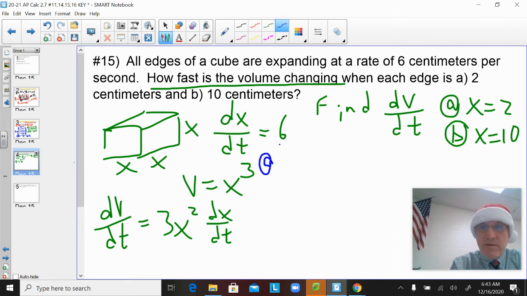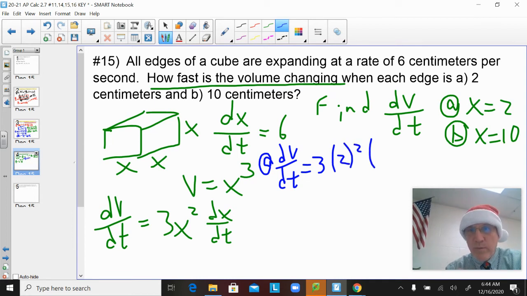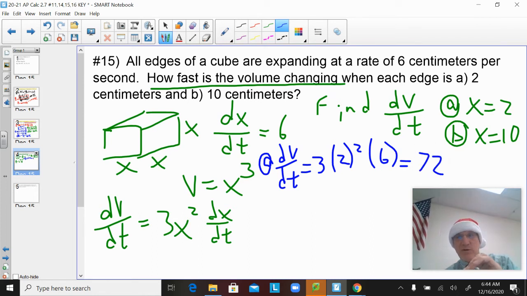That's an A. So dV dt equals 3 times x squared. For part A, x is 2. And dx dt, the problem told me it was 6. That is 4, 12, what, 72 maybe? 72. And again, this is dV dt. So it's a unit for volume over a unit for time. So in this case, that is centimeters cubed per second.